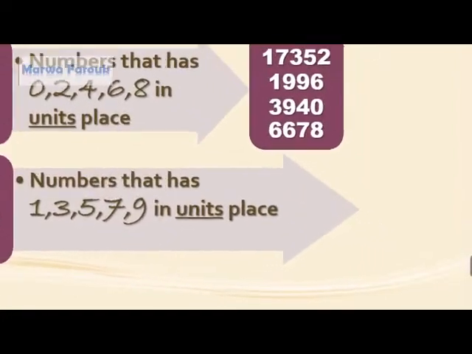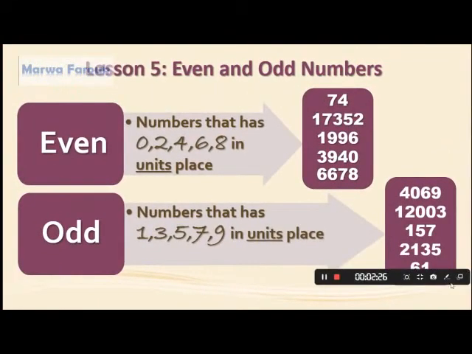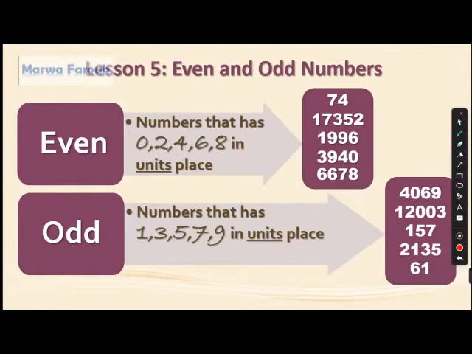Let's see some examples of the odd numbers. Again, I will look at the units place. Here I have 9, and 9 is from these digits, so it's an odd number. 3, odd number. 7, odd number. 5, odd number. And 1 is an odd number. Okay, if someone forgets which are the even numbers and which are the odd numbers, I will tell you what to do.